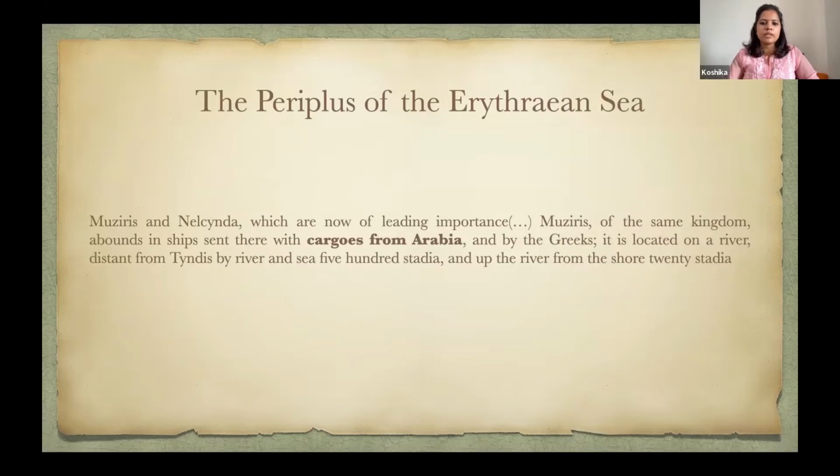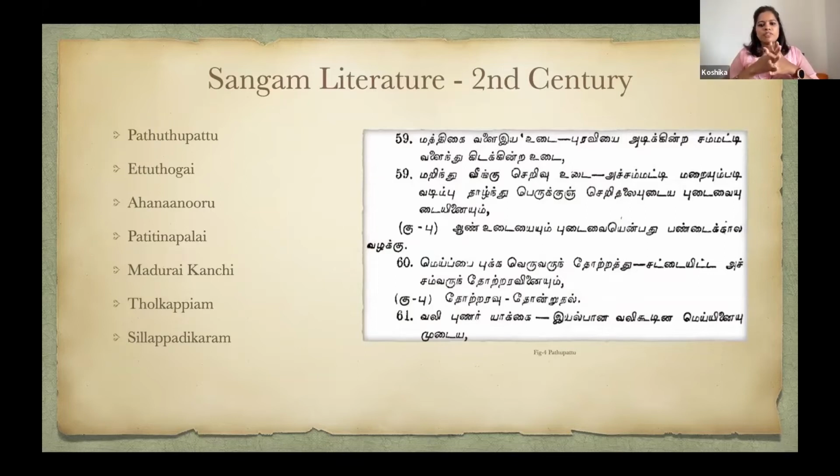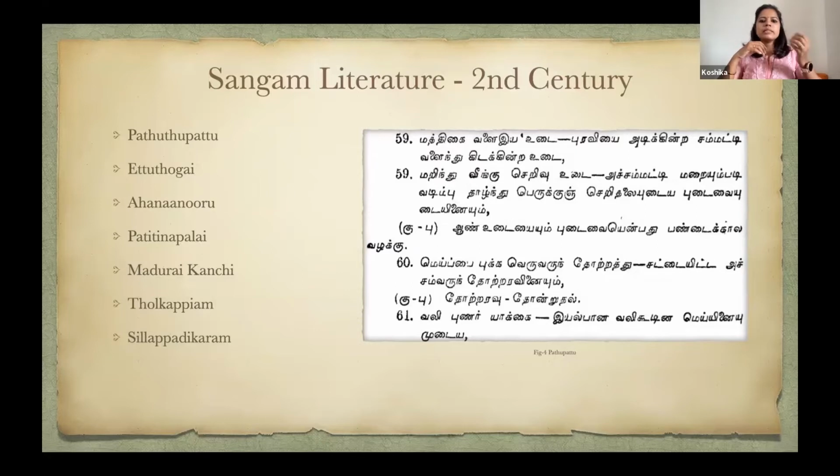Next is our own Tamil Sangam literature from the 2nd century. There are lots of evidences. Sangam literature is not just poets and poems. They have a lot of history inside them. If you read them just as poems, you miss a lot; there is a lot of history behind every single line you see. These are the Sangam literatures that talk about the Arabs' contact with Tamil Nadu.